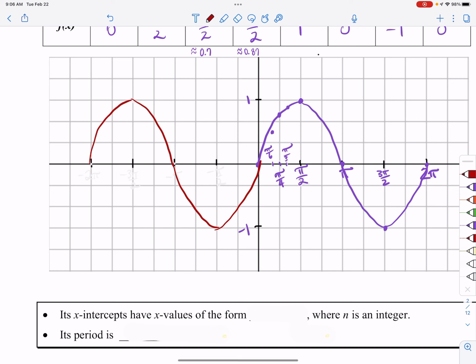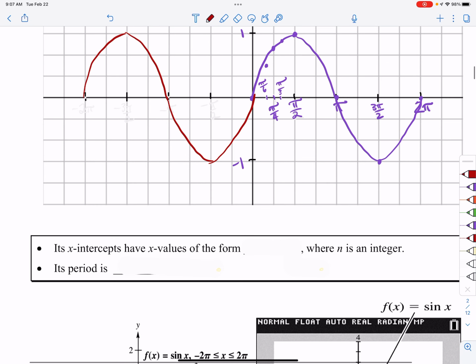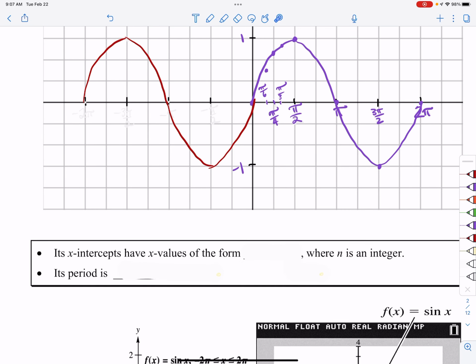Now remember we talked about the word period. What I have here in purple is the original period, we would say, of the parent sine graph. In the red, that's just another period. So I have 2 whole periods drawn on this particular graph. Notice that the x-intercepts occur here at the origin, and then they occur pi later and 2 pi after that. So my x-intercepts start at 0, and then they occur every whole pi after that.